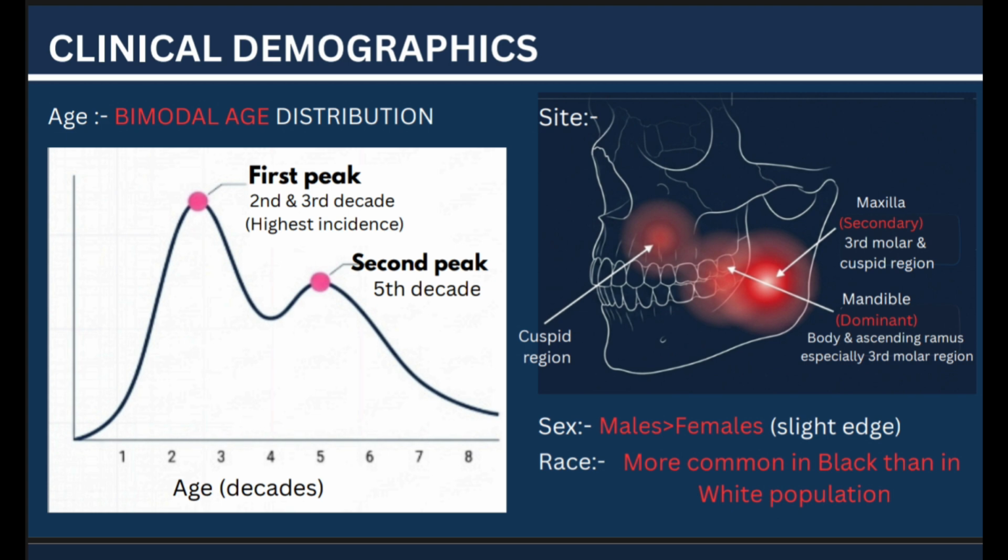In the mandible, the most common site is the body and ascending ramus, especially the third molar region, whereas in the maxilla, it occurs in the third molar region and cuspid region. Sex: it is more common in males than females. Race: more common in blacks than in the white population.